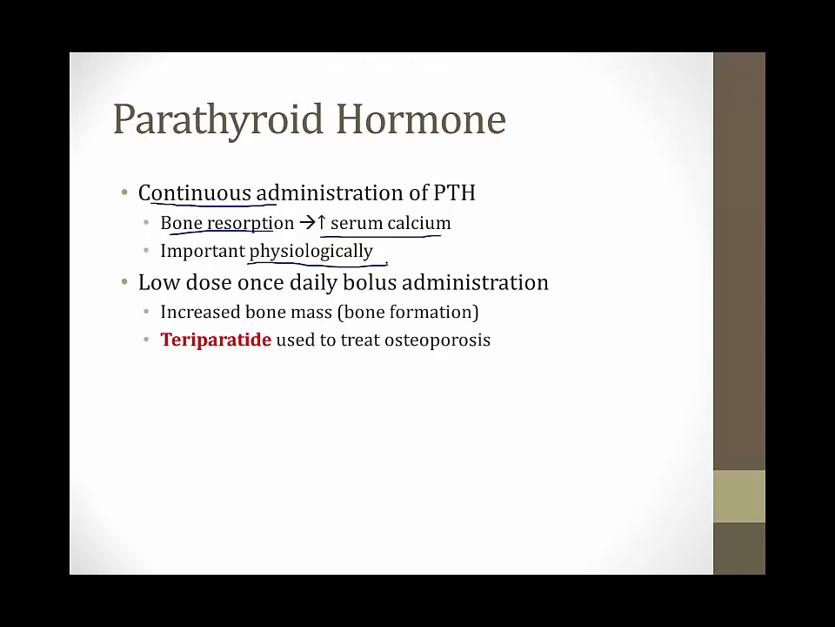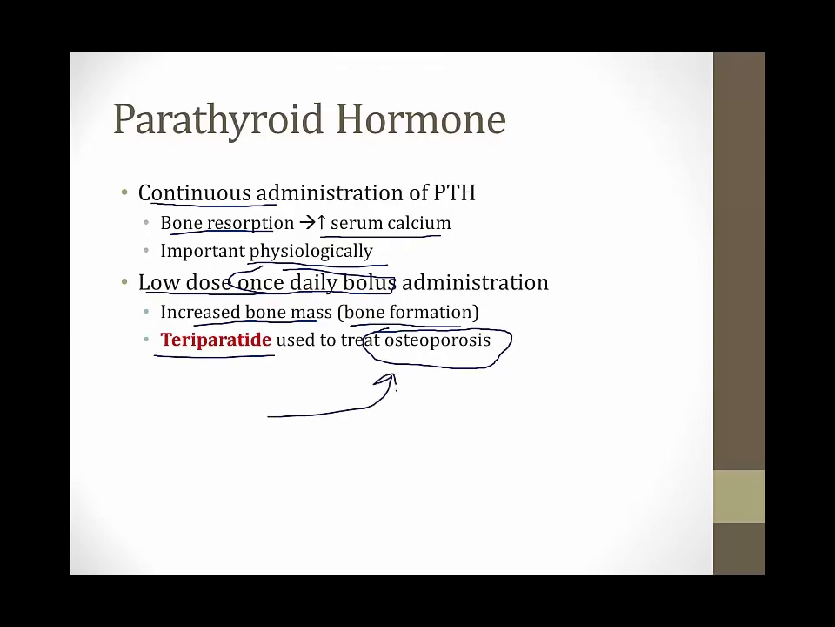If, however, you administer parathyroid hormone to bone tissue via a low-dose once-daily bolus, you will see increased bone mass and bone formation. And this is the mechanism of action behind the drug teriparatide. Teriparatide is an analog of parathyroid hormone, and it can be used to treat osteoporosis. This can seem counterintuitive. Why would you administer an analog of parathyroid hormone in a weak bone disease when parathyroid hormone causes resorption of bone? The reason teriparatide works is because when administered as a once-daily low-dose bolus, you see bone formation, and therefore it's beneficial in osteoporosis.